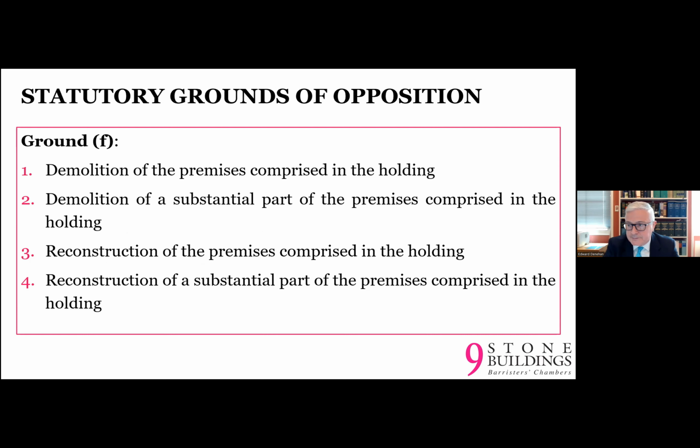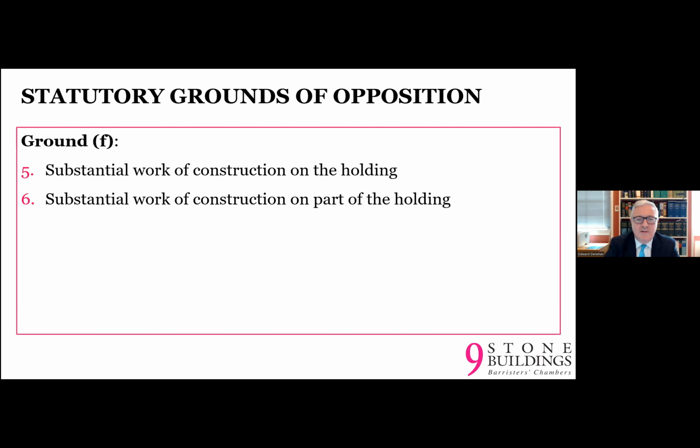There are six types of work accommodated by ground F. It's not any kind of work. Demolition of the premises and the holding, demolition of a substantial part of those premises, reconstruction of the premises, reconstruction of a substantial part, substantial work of construction on the holding, substantial work of construction on part of the holding. Demolition involves some sort of destruction. Reconstruction means knocking something down and rebuilding it.